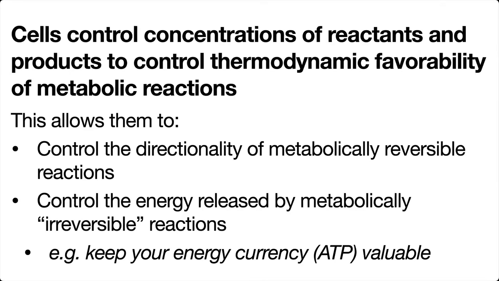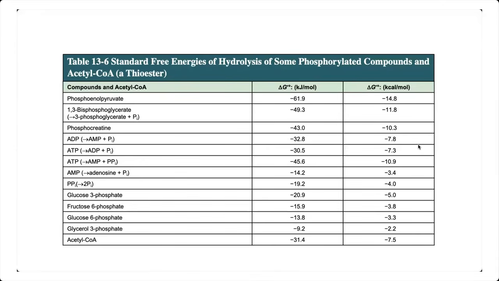So by controlling the amount of the reactants and products of those metabolically irreversible reactions, we're actually able to control the energy that they release. We're able to keep the energy currency, ATP, valuable. So let's talk about why ATP and similar compounds are thermodynamically favorable. Why are they valuable? Why can we use them as a source of kind of energy currency?